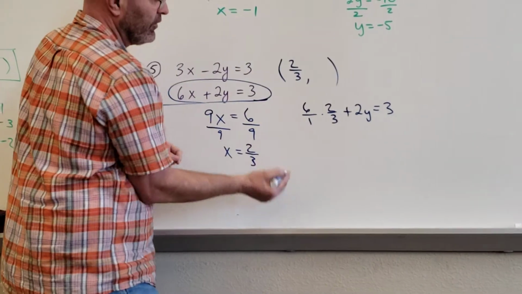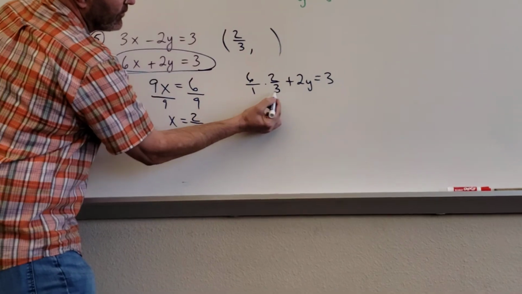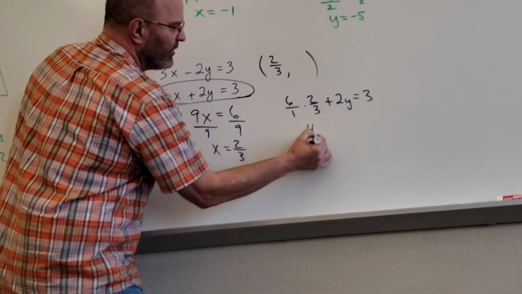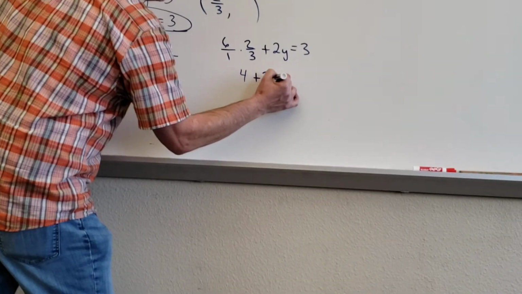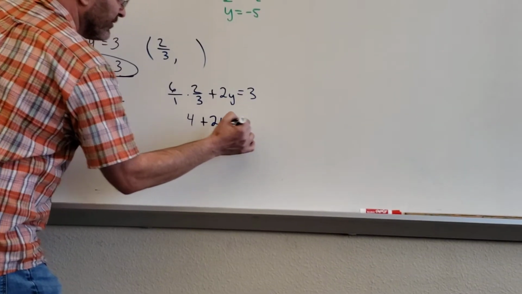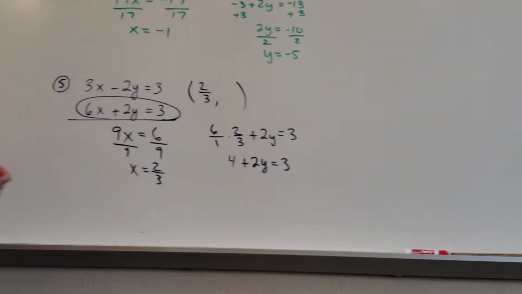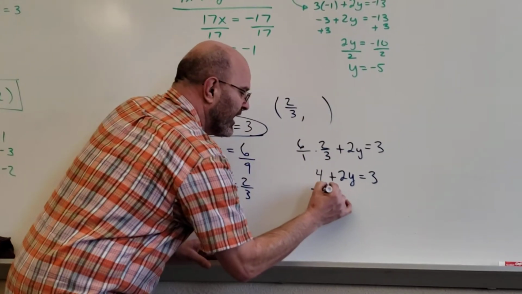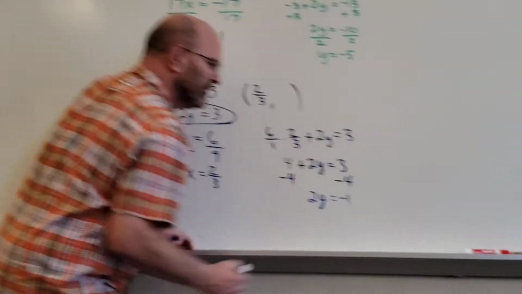6 times 2/3 is 12/3. 12/3 is 4, isn't it? So that's 4 plus 2y equals 3. Okay, we're just taking our time. We're being very careful in solving for y. Subtract 4 from both sides. This gives me 2y equals -1.